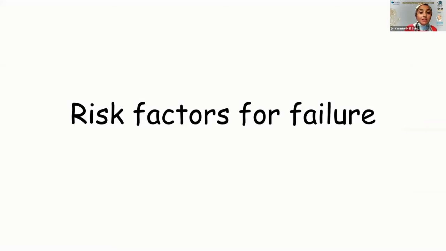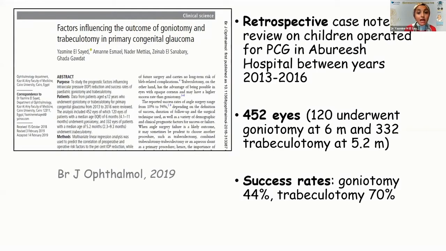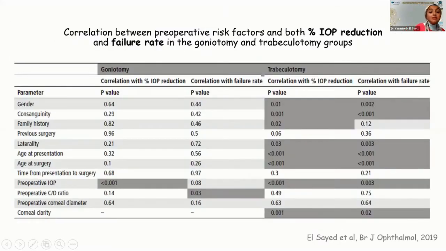So we looked at the risk factors for our cases in Abu Rish Hospital. Out of 452 eyes that underwent goniotomy and trabeculotomy, more than half of the goniotomy cases required another glaucoma procedure within the 3-year follow-up period of the study, whereas the trabeculotomy success rate was 70%. So looking at the different risk factors for failure and for less IOP reduction, in the goniotomy, it was mostly related to the cupping. The more advanced the cupping, the less likely was the surgery to succeed.